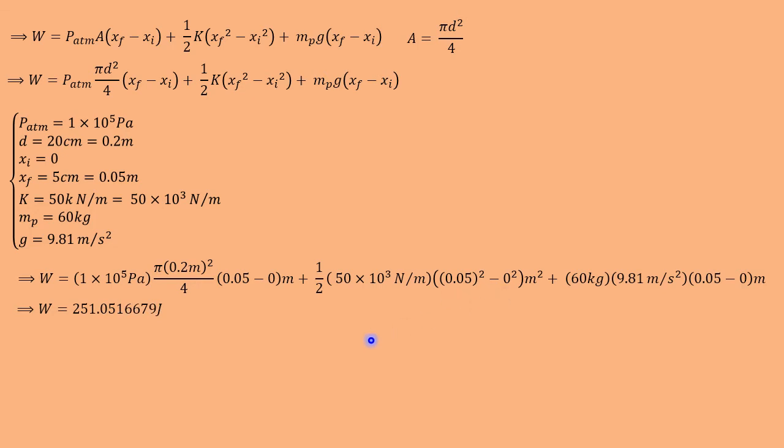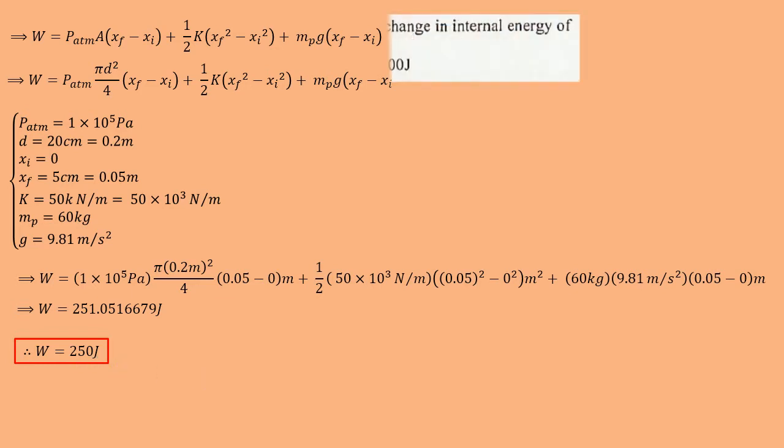So when you do this simplification, you're going to have W equals 251.051667 joules. So when we round off, you can have this to be W equals 250 joules, because it's quite close. So obviously the answer was to be 251, but with the options given, the nearest answer should be 250.